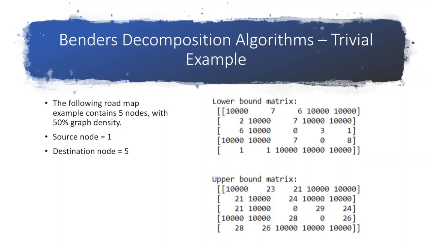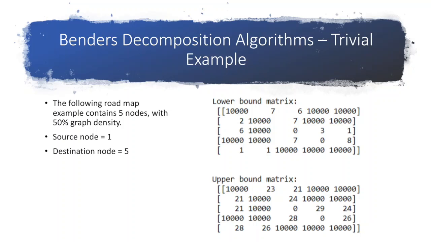First, we'll use a trivial example to illustrate how Bender's decomposition works. In this example, the graph consists of 5 nodes, and the density of the graph is set to 0.5, meaning that only 50% of the arcs are feasible. The graph is represented by two matrices that are 5 by 5 in size. They represent the upper and lower bounds of the arc length.